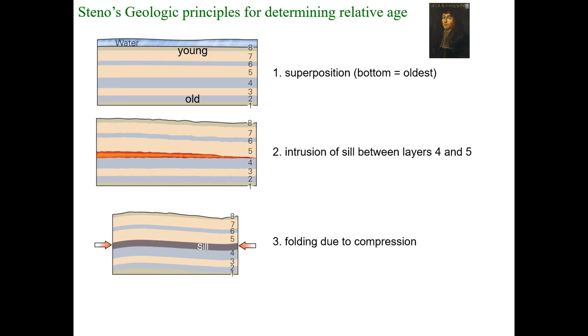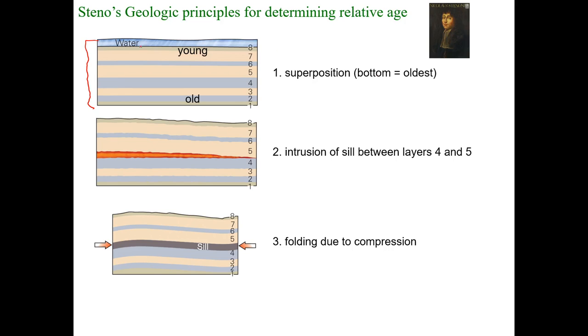Okay, so Steno's principles for determining relative ages. I just want to walk you through this, because it's something you're going to have on your test. I'm going to give you a diagram of a geologic cross section. So this is a cross section, just a diagram of a cross section, right? I'm going to show you how this would change over time and how you get the final result. Okay, so it'll make sense as we go along.